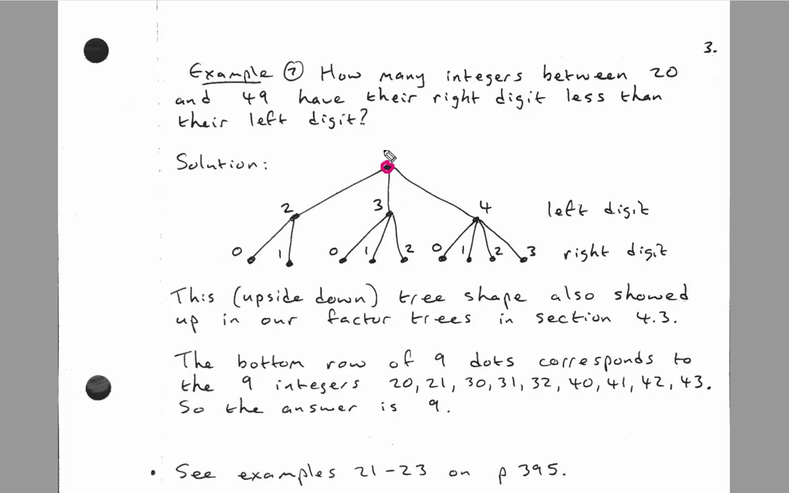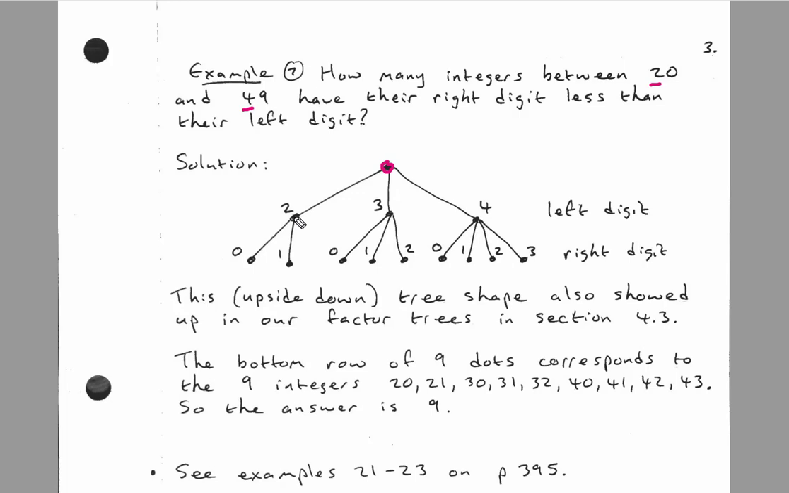So the digit on the left, you can see the numbers we want are between 20 and 49, so for the left digit there are 3 options: 2, 3, or 4. Now, depending on which digit we choose, there are different numbers of possibilities for the second task, choosing the right digit.